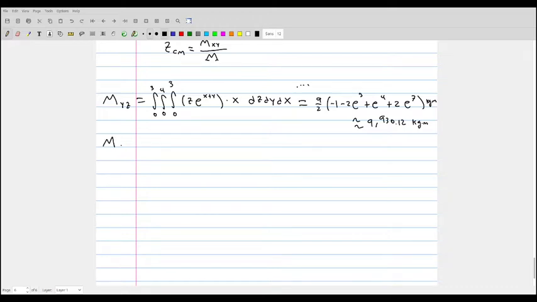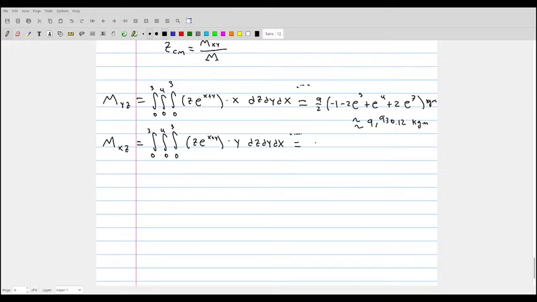In a similar manner, we can compute mxz, or the y moment. So this will be the triple integral over our region of the density function multiplied by y, and again I'm just going to skip the computations here. It's a good problem. All of these are good problems to practice your triple integration over rectangular regions.